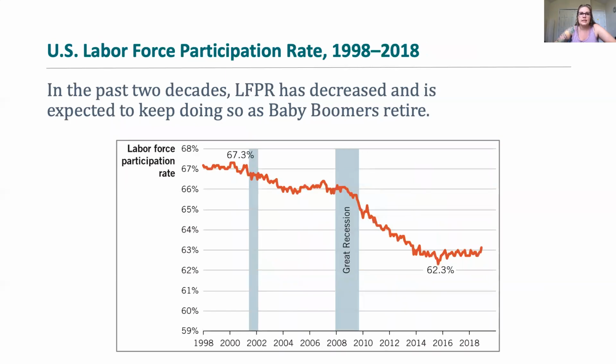In the past 2 decades, the labor force participation rate has decreased, and it's hypothesized that it will continue to do so as the baby boomer generation continues to retire. And the reason they're called baby boomers is because there was a specific period of time following the Second World War where we saw a big bump in the population growth rate. And so the baby boomer generation is much larger than the generations that followed it. So as that generation begins to retire, we're going to see a larger proportion of the population exiting the labor force.